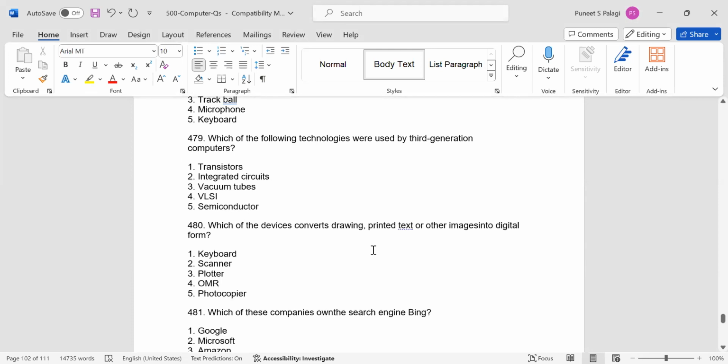Which of the following technologies were used by third generation computers? Transistors, integrated circuits, vacuum tubes, VLSI, semiconductor. In the third generation computers, integrated circuits were used.